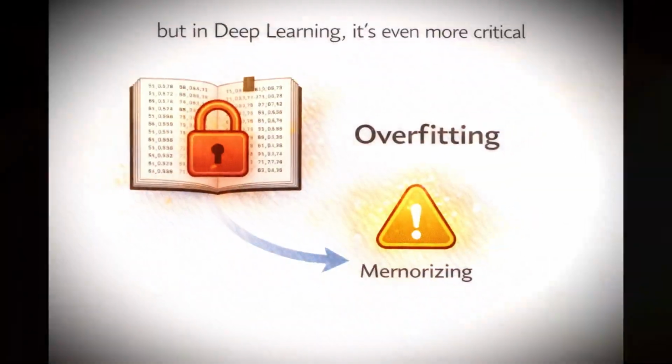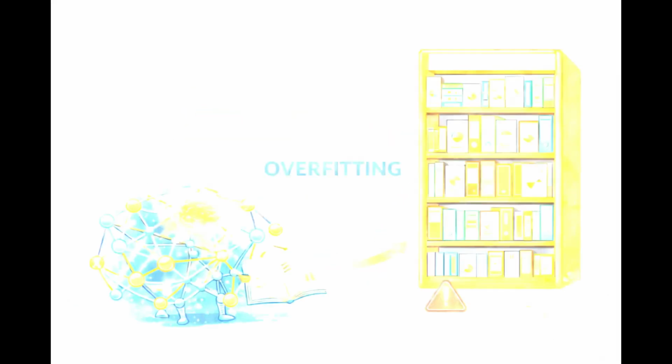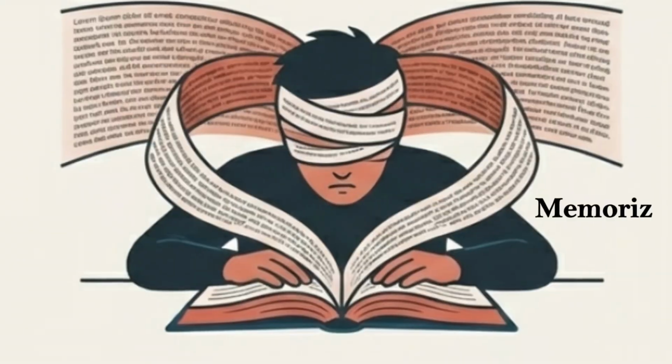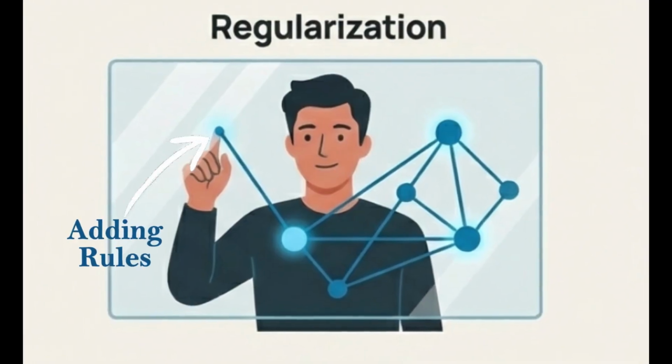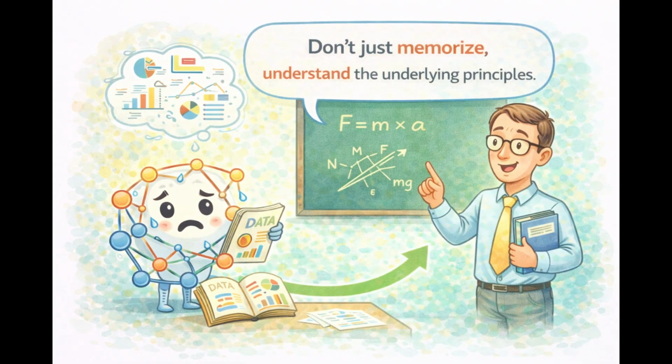Overfitting and regularization. We talked about overfitting before, but in deep learning, it's even more critical because these models are so powerful they can memorize entire data sets. Regularization techniques are like adding rules to prevent this. It's like telling a student, don't just memorize, understand the underlying principles.